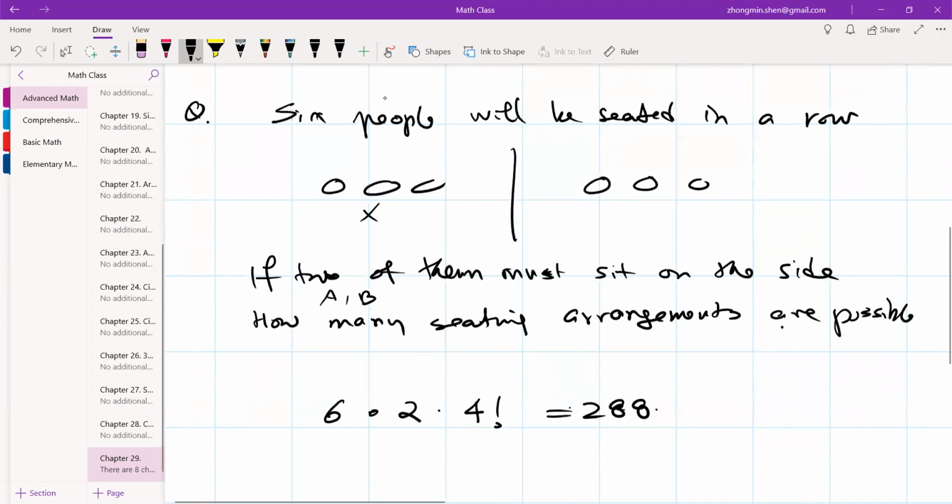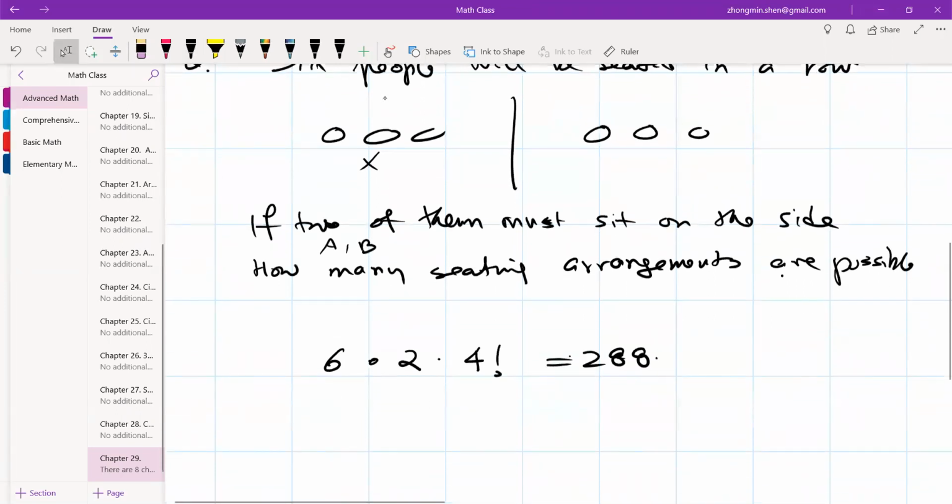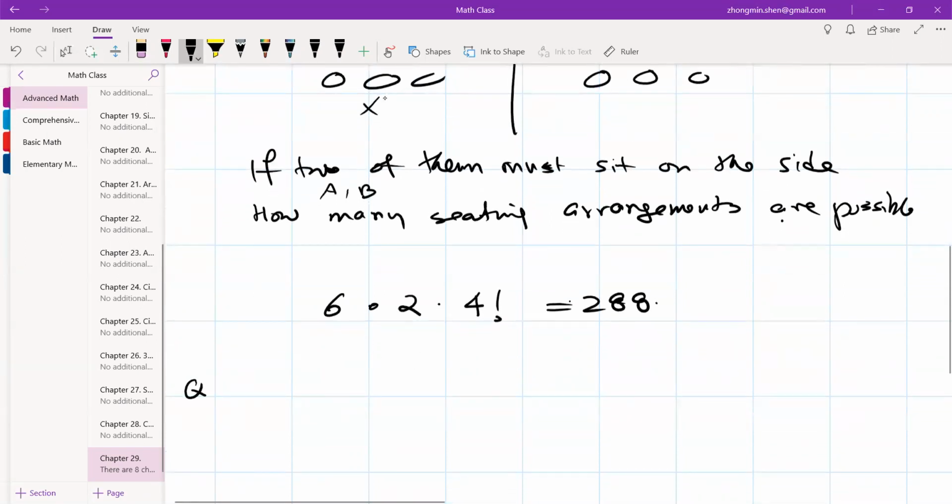288. Okay? So that's 3 steps. 3 major steps. Right? So now we are going to move on to the next topic.